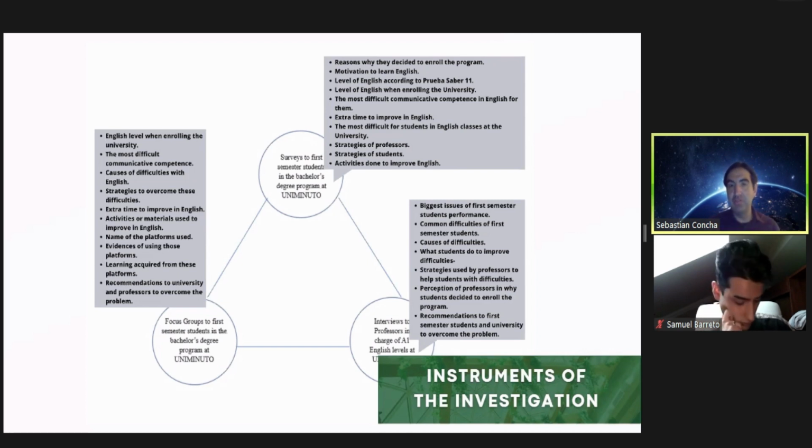And finally, we had the interview with five professors of this course, to have a professional point of view, in which we inquired about the biggest issues with this exact population. We also discussed the difficulties they had working with these people, the possible causes of these difficulties, and what they did in order to overcome them, taking into account their own experience and the strategies that are available in the bachelor's degree. They were also inquired about recommendations to students and to the university to overcome the problem.